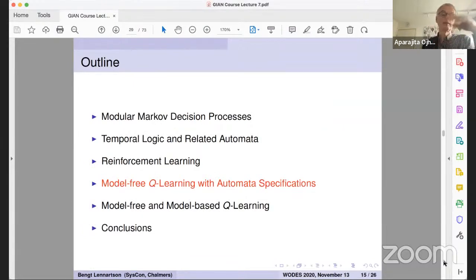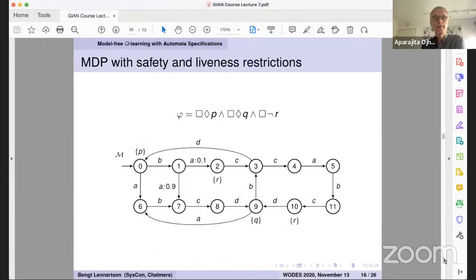Okay, so this was a little bit more detail around the derivation of the reinforcement learning. And now it's interesting to see what happens if we also include this automaton related to this. So here I have the MDP, and now I introduce a specification saying, well, I argue that R is a forbidden state. So I should definitely avoid state 2 and state 10.